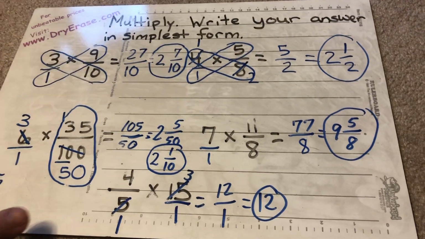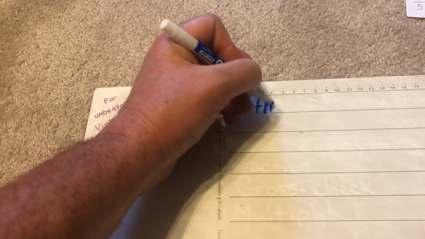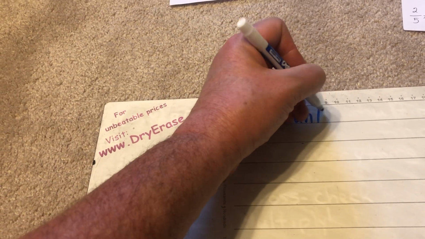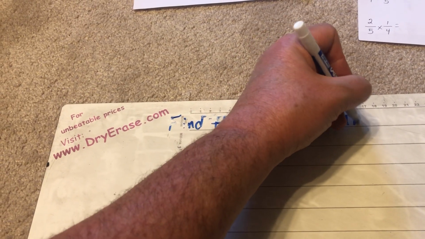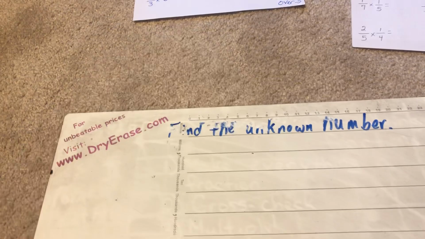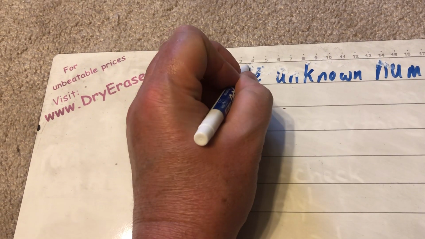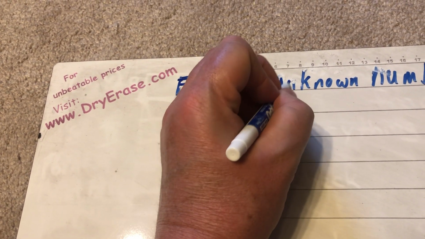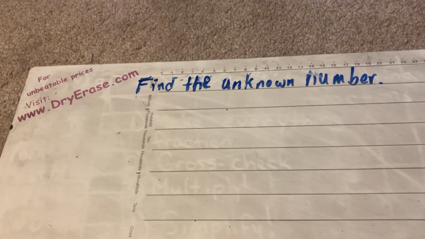All right, now, the second part of what you're doing today is going to tell you these instructions. And I don't have these written out yet because I had my steps written there. But it's going to tell you to find the unknown number. Okay? Find the unknown number. Let's kind of clean that up. Find the unknown number.